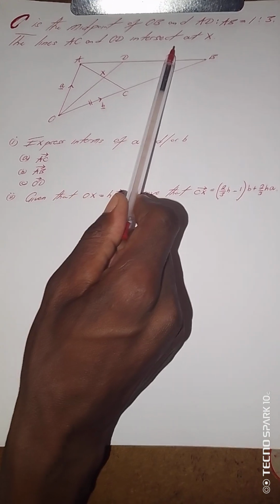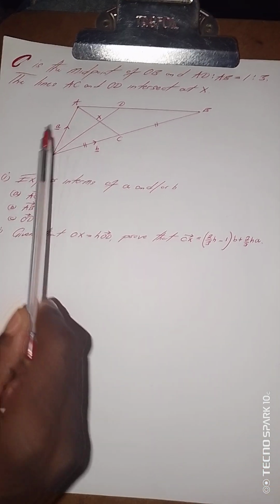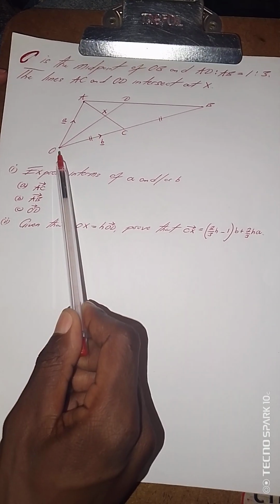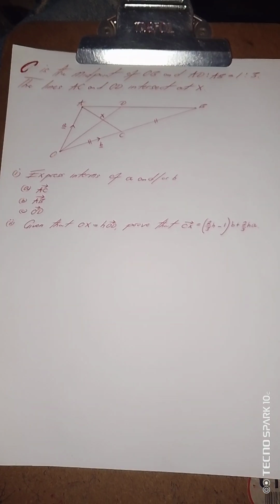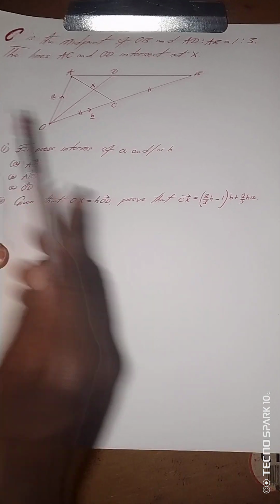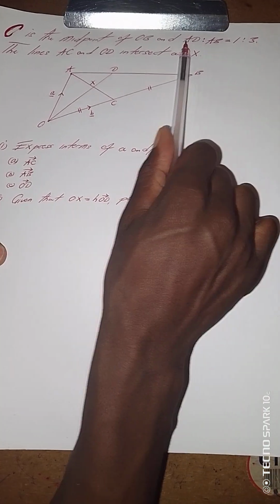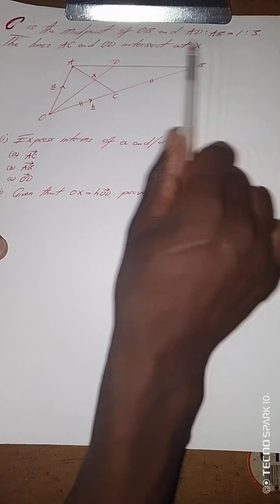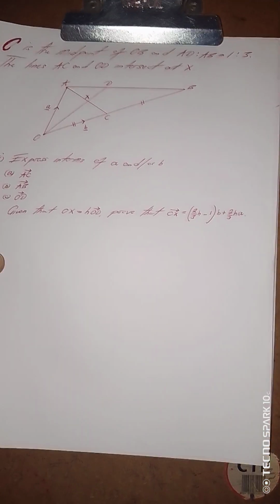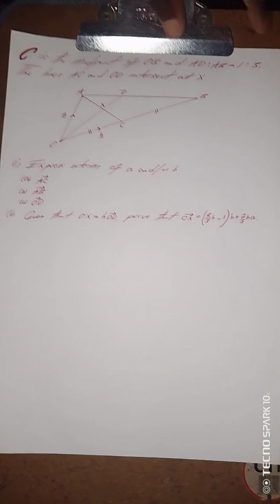The lines AC and OD intersect at X, like you have seen. AC, OD, there is X here, and C is the midpoint of OB, like they have stated in the question. Before you start answering, the first thing you have to do is interpret these ratios you have seen. Interpret them, and then it will be easy for you to solve this question. So I'll start by interpreting this.